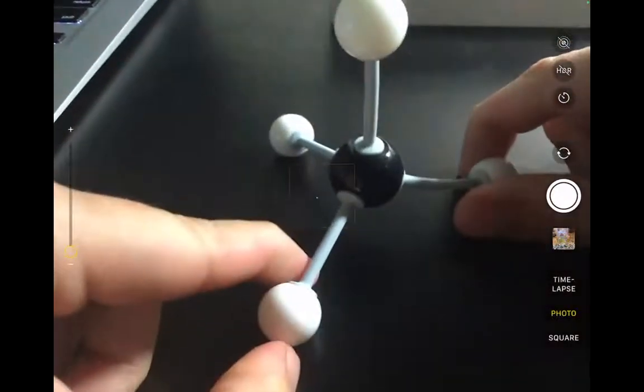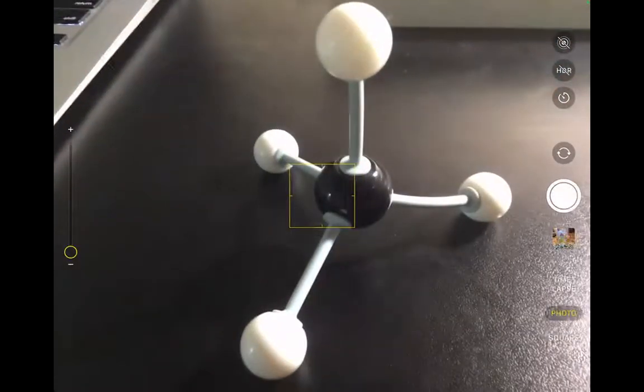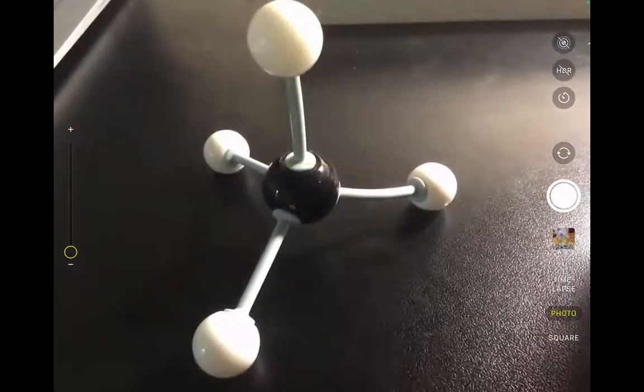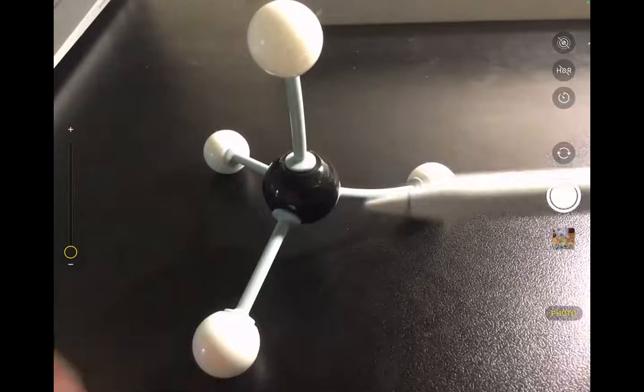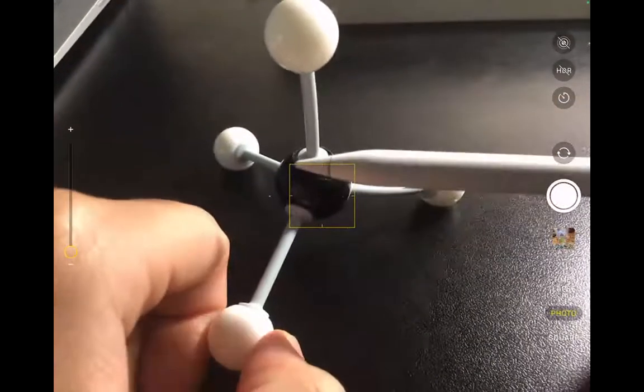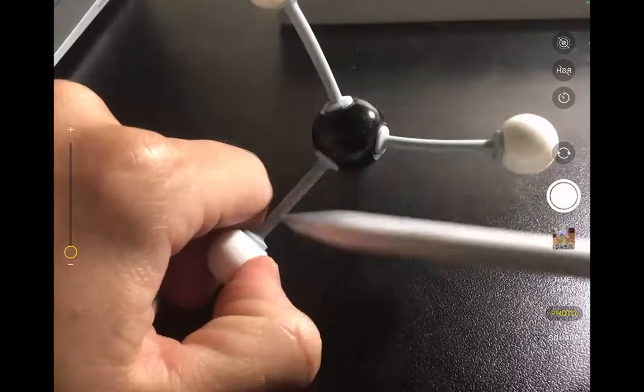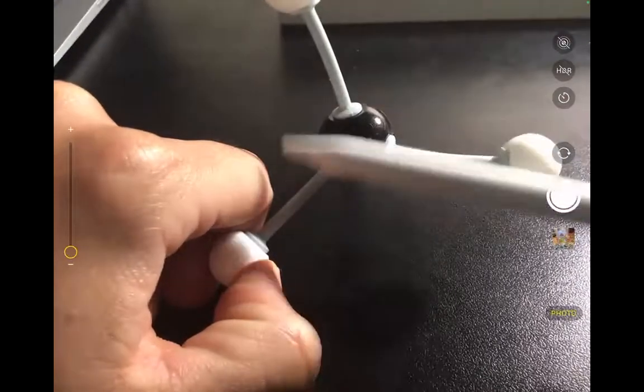So this is going to be my back. So this is my methane, CH4. This is a tetrahedral conformation. So when we're talking about bond angle, we're talking about the bond angle here. So from here, it's 109.5.